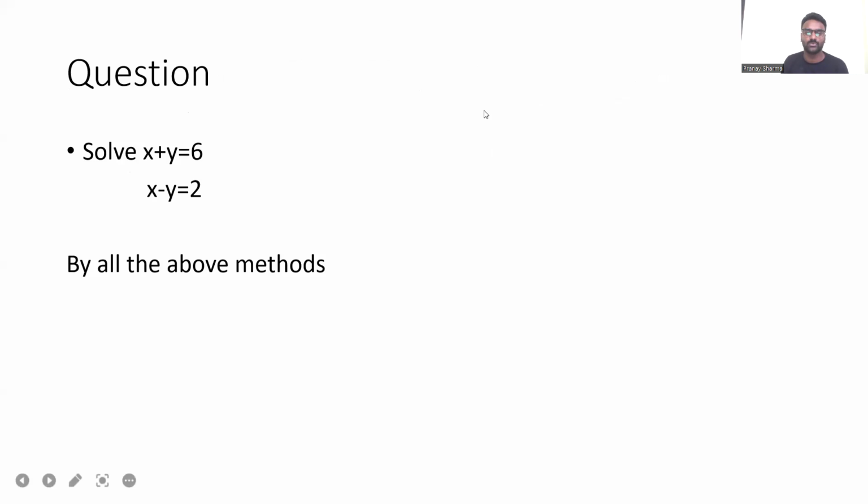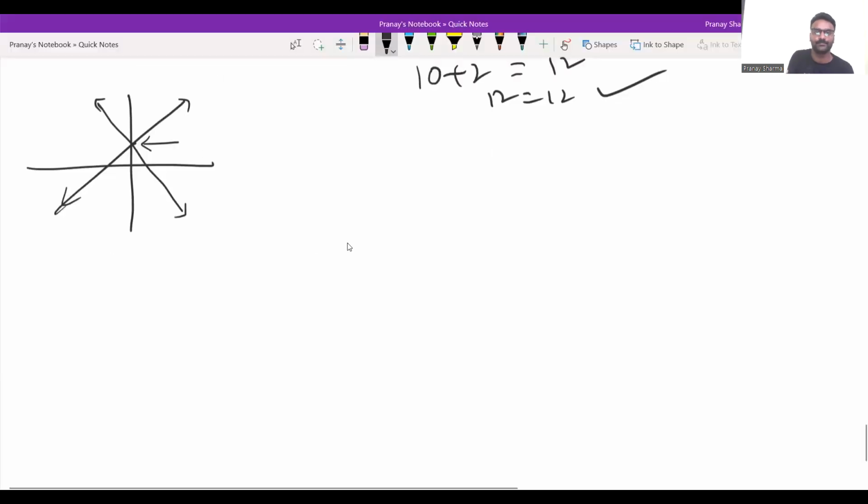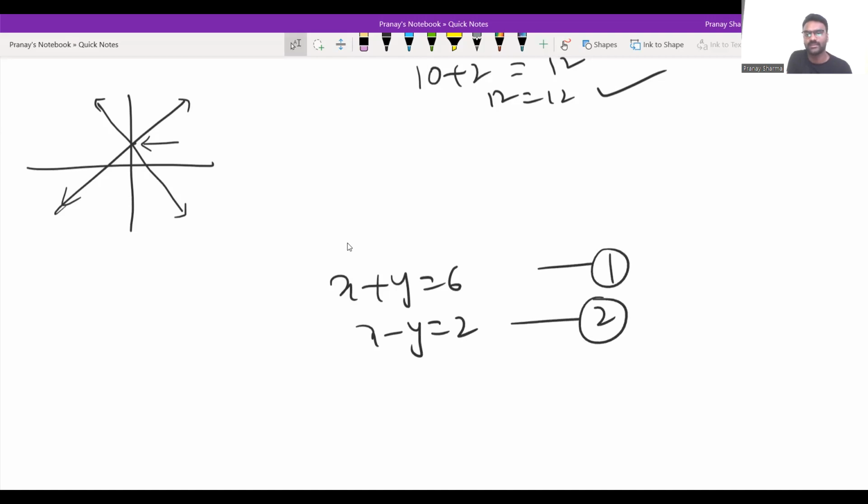Let us jump to the notebook. Okay. x plus y equals 6 and x minus y equals 2. I'm going to call this equation number 1 and this equation number 2. This is a linear equation because the highest power of variables is 1. And we have two variables. So that is why it is a linear equation in two variables.